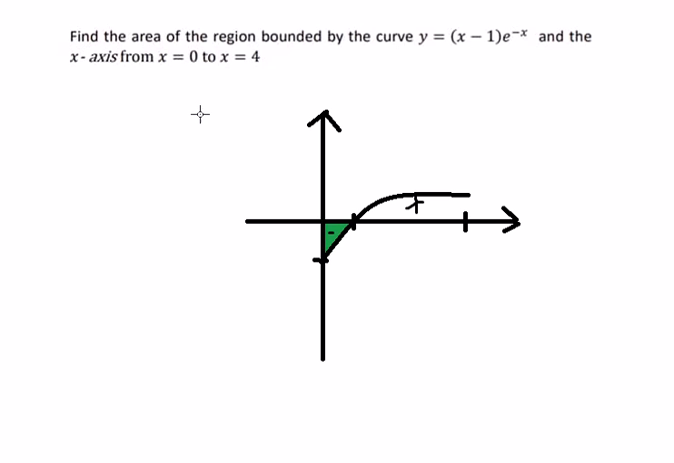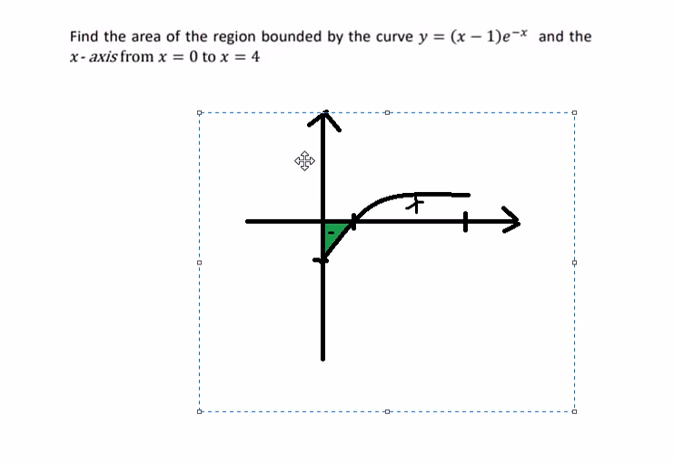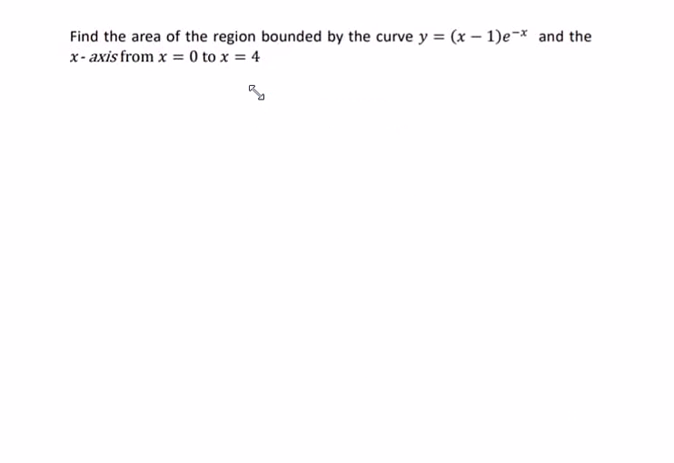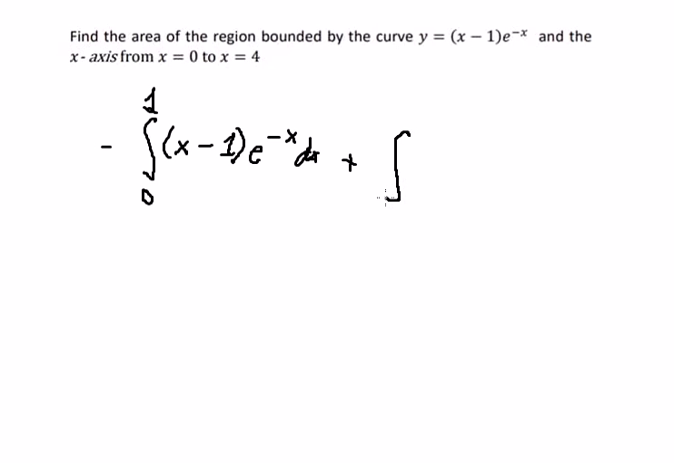So in this situation, we need to divide this integration into two integrals. So we will have the integral from 0 to number 1. We need to put the negative sign in here: s minus 1 multiplied with e to the power of negative s ds. And the second one, we put the positive sign, from number 1 to number 4.